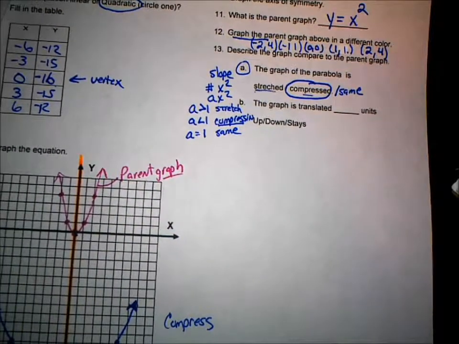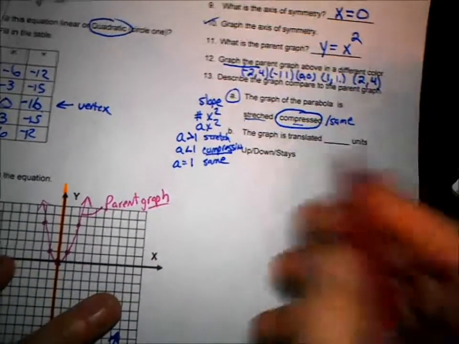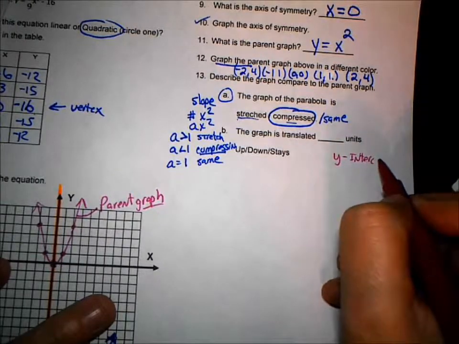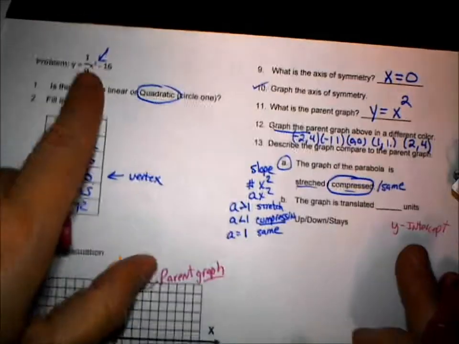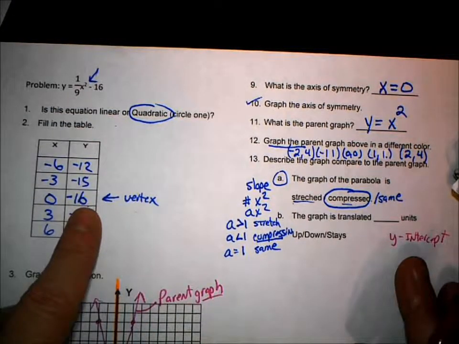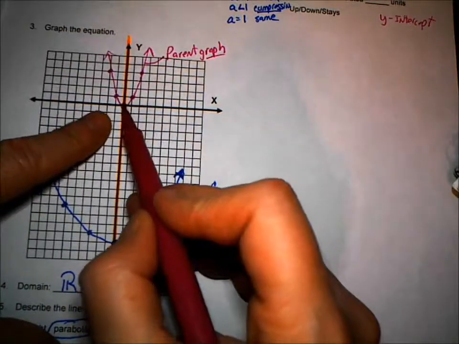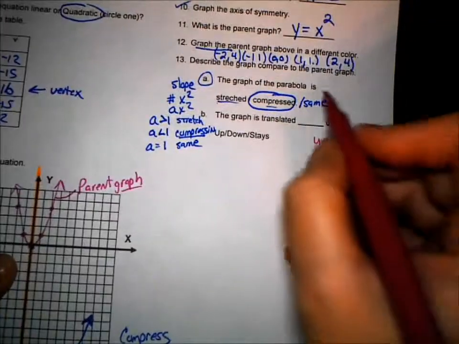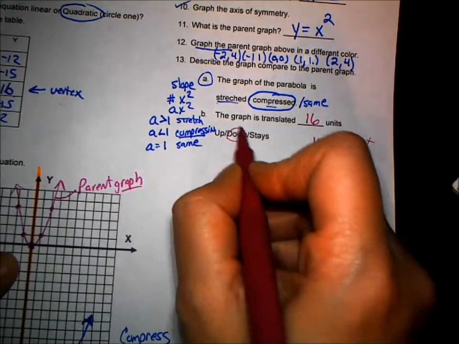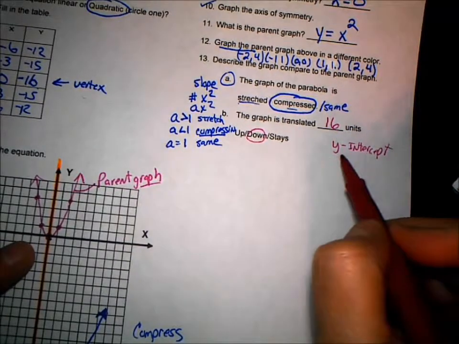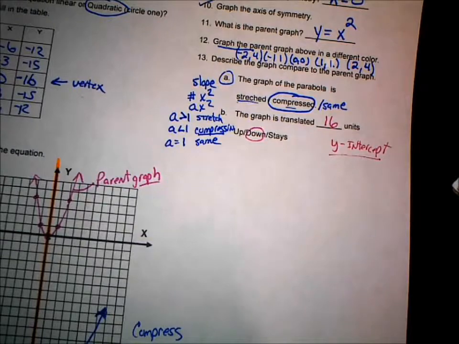Now the B option, this is still your y-intercept. You're still looking at where it is crossing, and that is still modeled in your graph, which is also modeled by your vertex on these problems only. If I look at where it starts, it goes down 16. So this will be 16 units down. But you're looking at your y-intercept. Where is it crossing the y-axis?